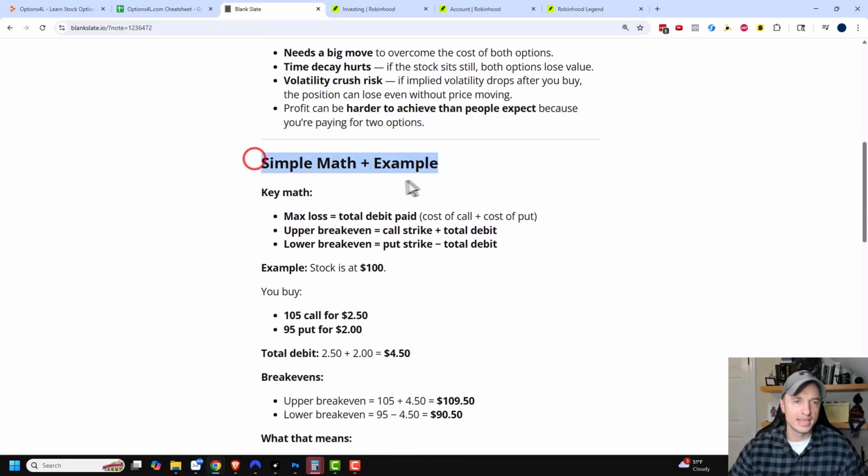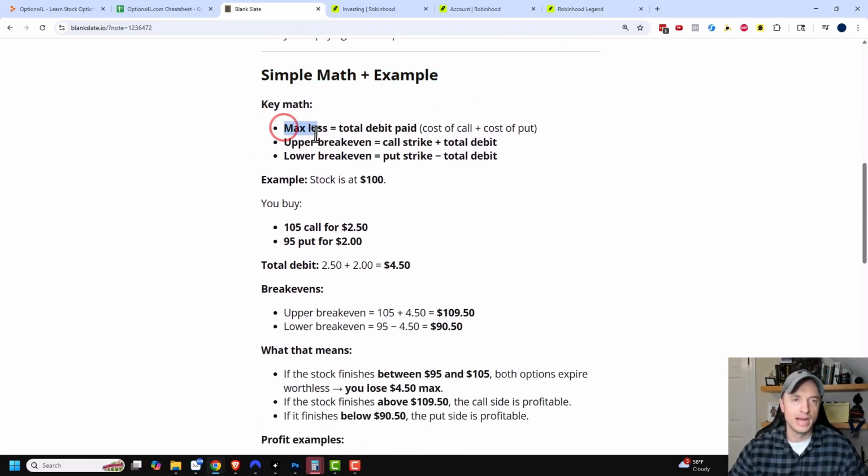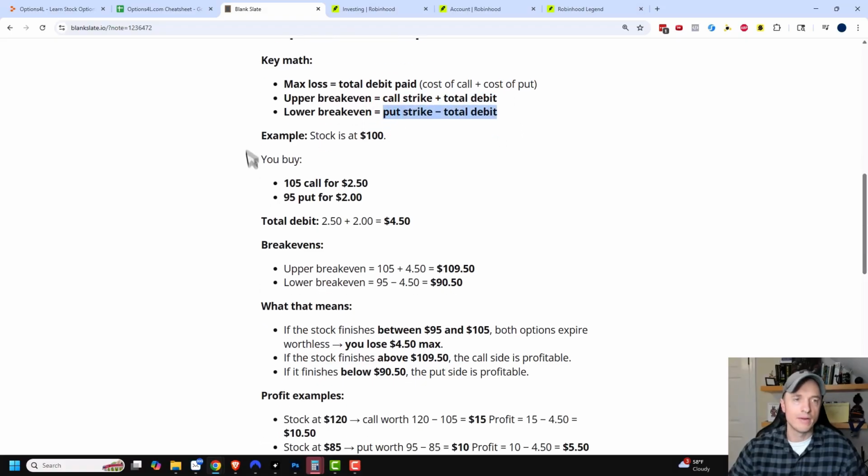So some simple math and example. So key math, max loss is the total debit paid. So you know going into the trade the most you can possibly lose, which is the cost of the call plus the cost of the put. Your upper break even is the call strike plus the total debit, and your lower break even is the put strike minus your total debit. Now we get into an example.